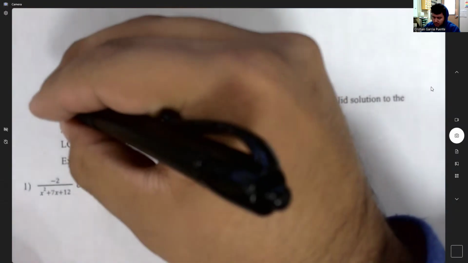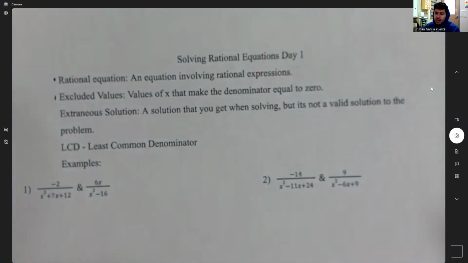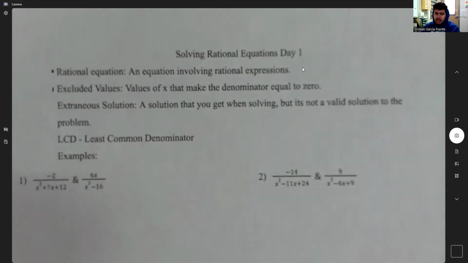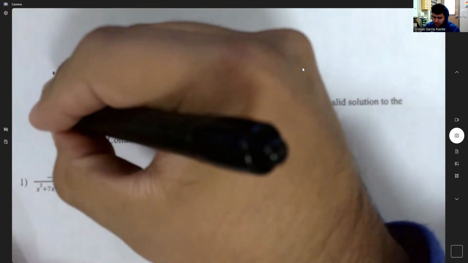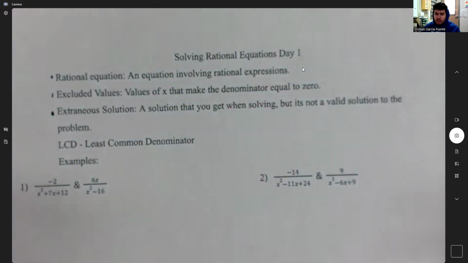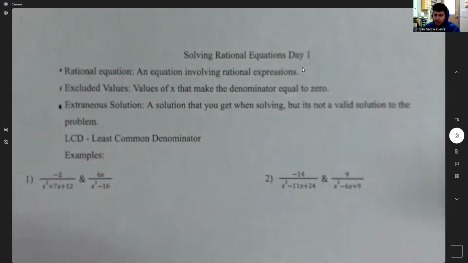Excluded values. Excluded values are just values of x that make the denominator equal to 0. And if you don't know what the denominator is, all the denominator means is that it is the bottom part of the fraction. Okay, so any values of x that make the bottom part of the fraction equal to 0, that is a no-go. That's an excluded value.